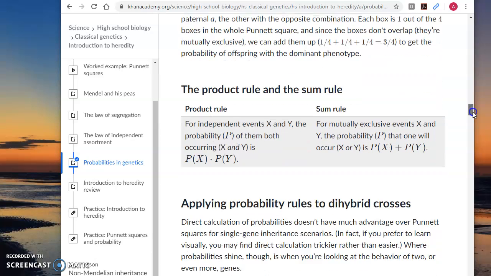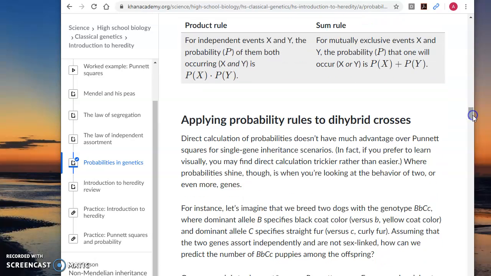The next thing to look at is a dihybrid cross. A dihybrid cross is something we haven't really talked about. A dihybrid cross basically is a Punnett square with 16 boxes instead of 4. And it's a little confusing. So I prefer to look at this from a mathematical point of view because it's a little bit easier to understand.